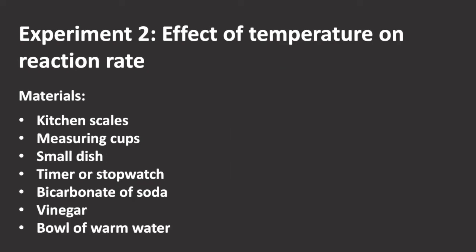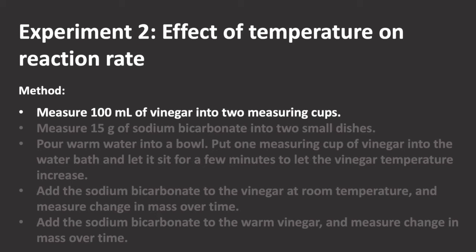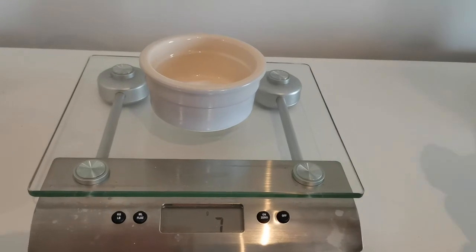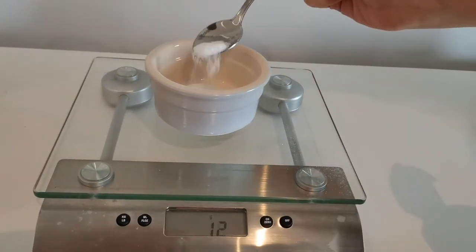For my second experiment, I wanted to investigate the effect of temperature on reaction rate. For this experiment, I also used kitchen scales, measuring cups, small dishes, a timer or stopwatch, sodium bicarbonate, vinegar, and a bowl of warm water. I used the same procedure for measuring reaction rate as I used for the previous experiment, so I used my results from my previous experiment as my control condition. So my control condition was 100 milliliters of vinegar reacting with 15 grams of sodium bicarbonate at room temperature.